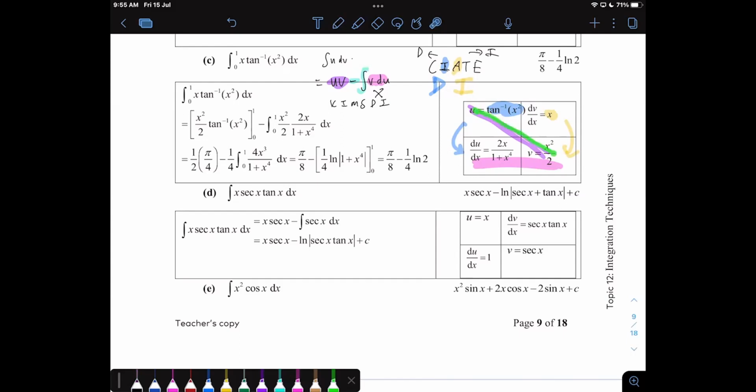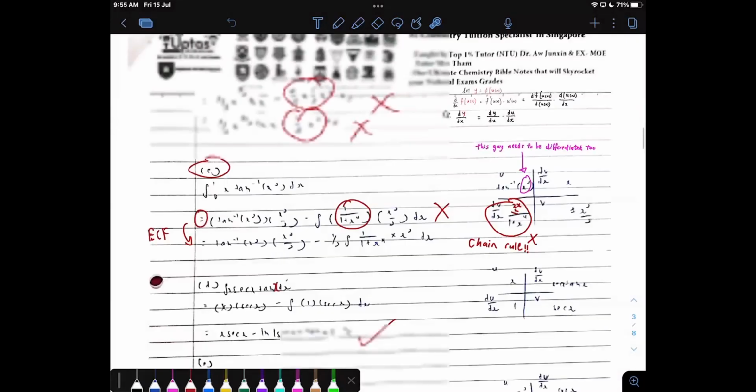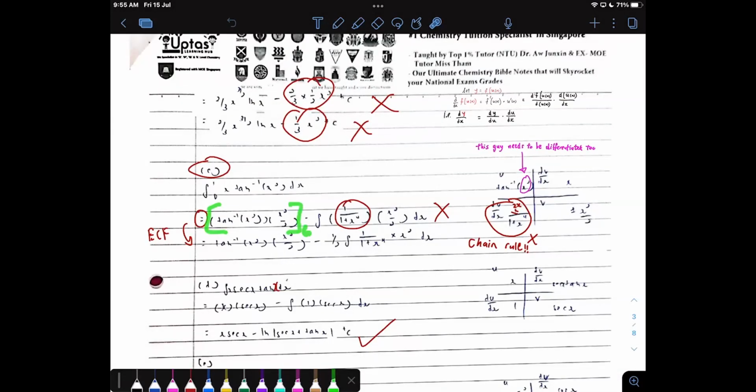In this case, you get uv, which is x squared over 2 times tangent inverse x squared. But with the limits, remember, 0 and 1, you need to sub in limits already, 0, 1. Then, did you do that? Let me see. You didn't, you see? Another mistake. You never put down the 0, 1.